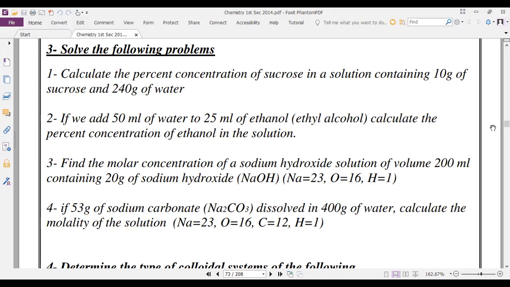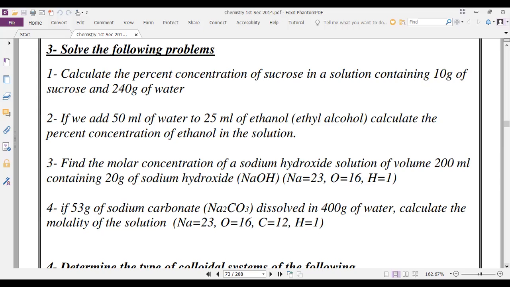Then after that, I will change from milliliter to liter, because the volume must be in liter. So the molar concentration equals the number of moles of solute over the volume of solution. It will be 0.5 over 0.2 equals 2.5 mole per liter. Okay, right Mariam, excellent.